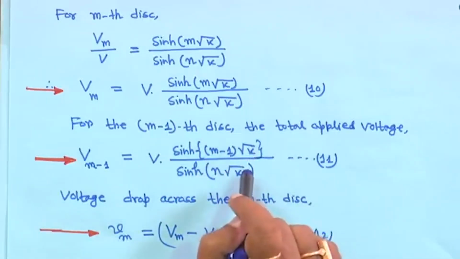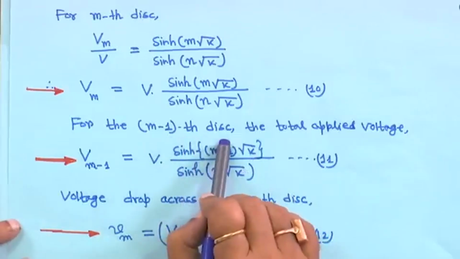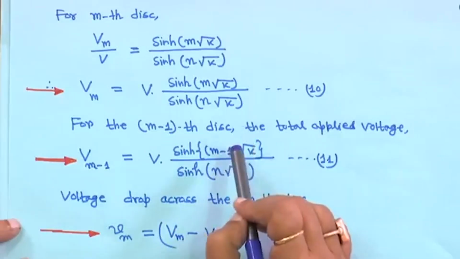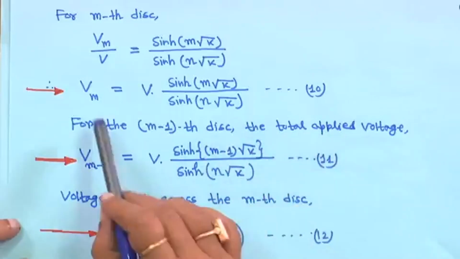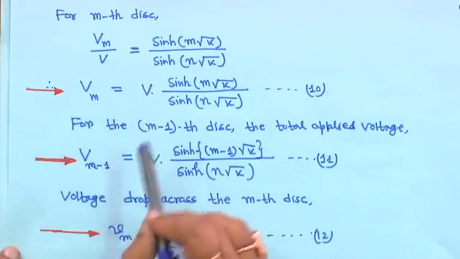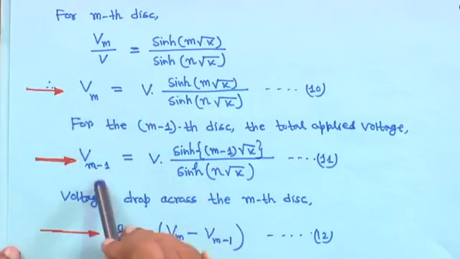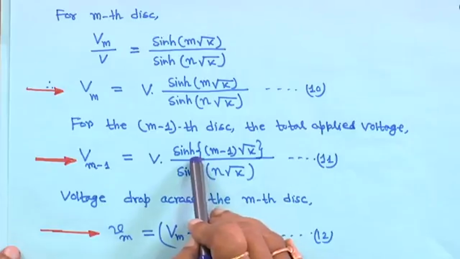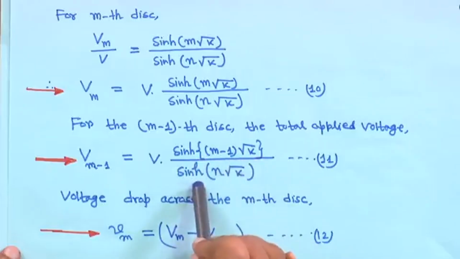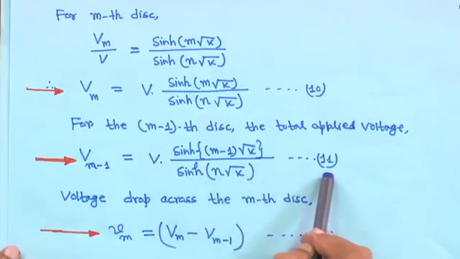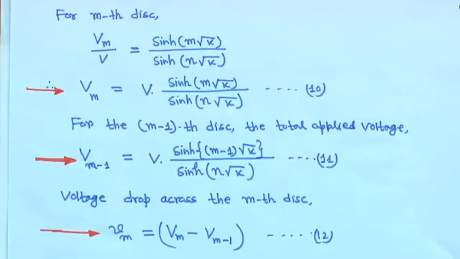This is equation 10. And for the m minus 1 disc, just the previous one, if you have the mth disc, then for the previous disc you replace m by m minus 1. In that case, Vm minus 1 is equal to V into sinh m minus 1 into root k divided by sinh n root k. This is equation number 11. Look, here the equation is totally changed. Earlier it was omega c, omega k c, all these things were there, but here it is the most generalized one, in terms of sinh.